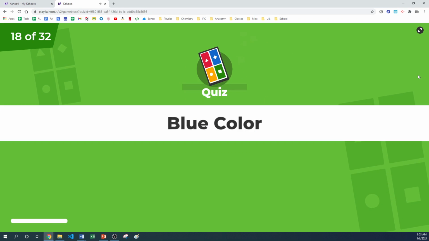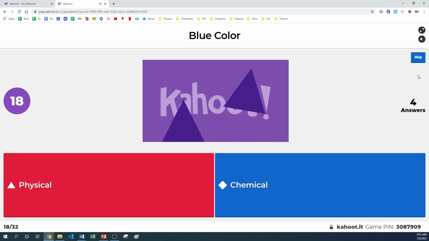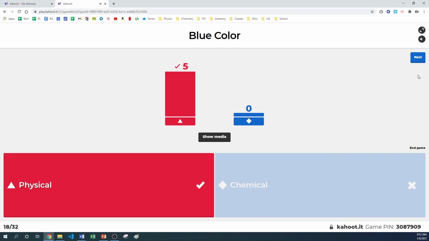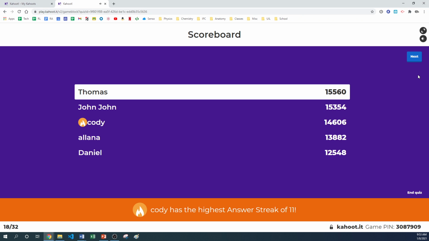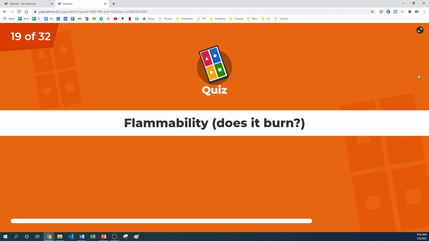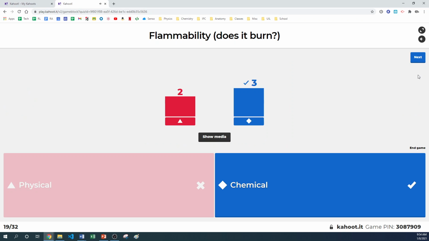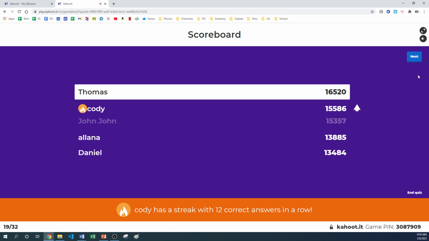You're slowly inching your way forward. Blue color. Bro, what? Oh my god, I literally missed like 3 points. I'm inching slow. Flammability. Does it burn? I definitely got it wrong. You got it wrong. No, chemical. Come on, guys. Me and John got it wrong. I was doing true or false and pushed it too fast. Yeah. Let's go.